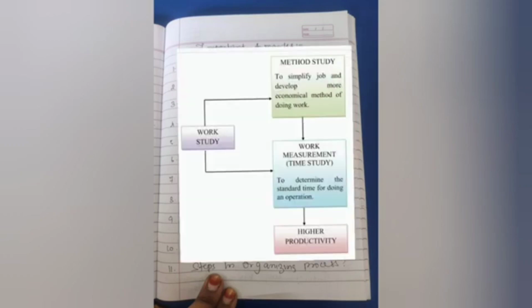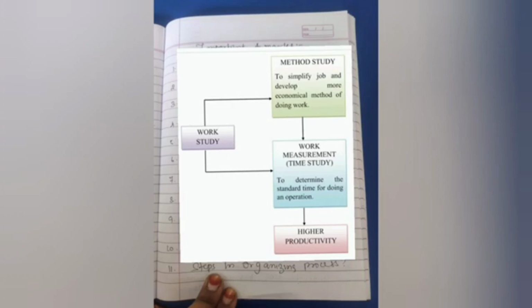Okay, so let's get started. Any four techniques of scientific work study? We have work study, method study, motion study, time study. In work study, we have four techniques, that is method study, time study, motion study, and simplification and standardization.